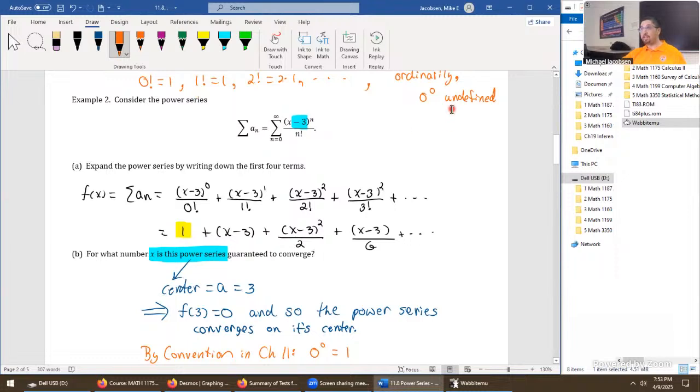This is much weirder, in my opinion, but if we allow 0 power 0 equals 1, we can write down our power series as compactly as possible. That's the main motivation behind that. But any last questions at all, folks, with our example 2?